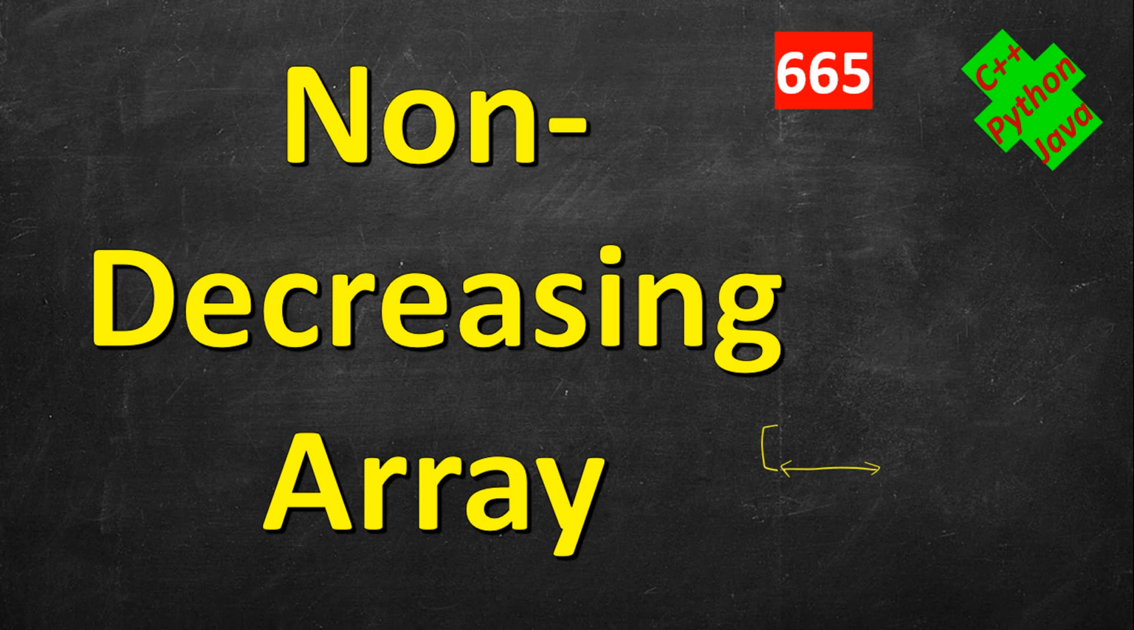Non-decreasing can be either increasing or equal to. So even if all numbers are the same, it's still non-decreasing, but it should not decrease. It should remain flat or increase. You are allowed to make just one change to the numbers. You can increase any of the numbers in the list, or you can decrease any of the numbers in the list, but there should be just one of that at most. It may already be non-decreasing, so in that case we return true.